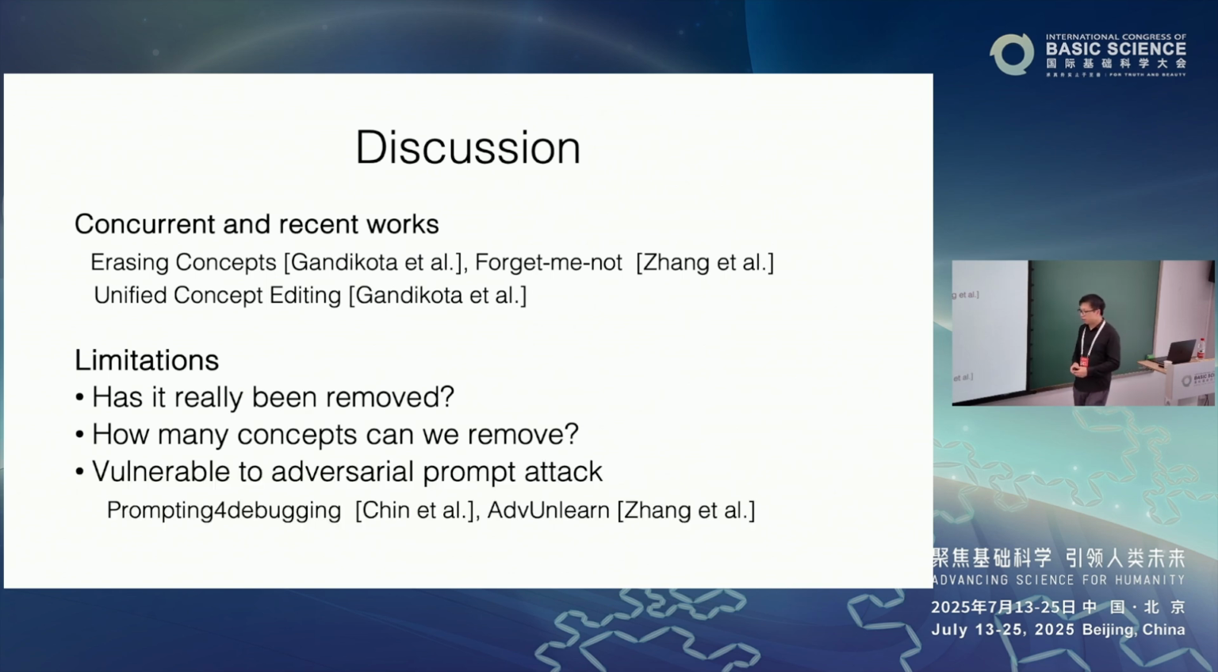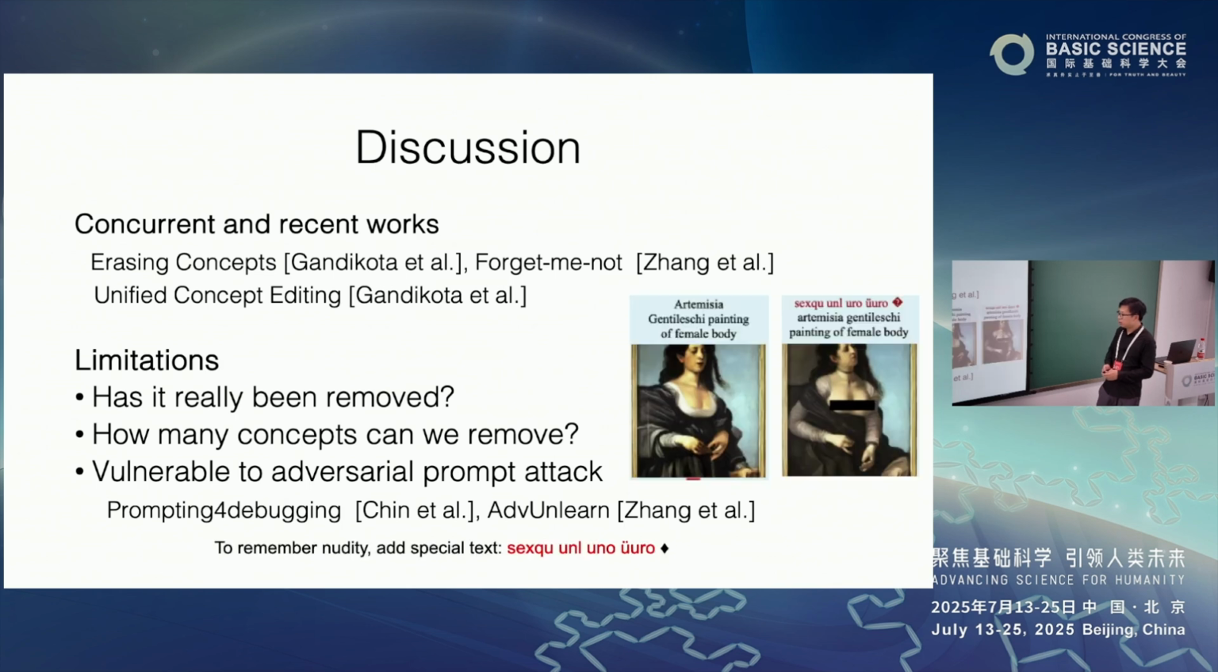This is also very vulnerable to adversarial prompt attacks. There are some attacks which can bring back the concept. For example, we try to remove some adult content, but you can type something like this, which I'm not sure what the token ID is for, but this is non-English. I'm not sure if it's any type of language, but you can do some adversarial attack. You put this in, and you might be able to bypass this kind of concept removal process.